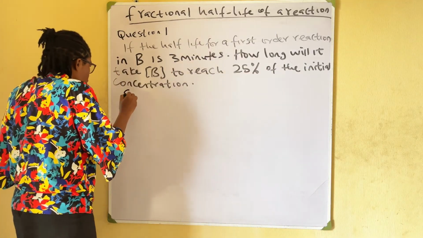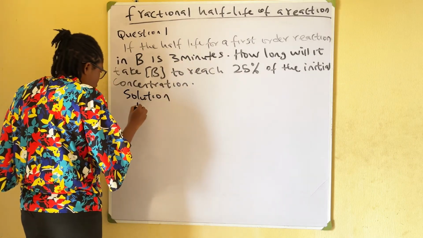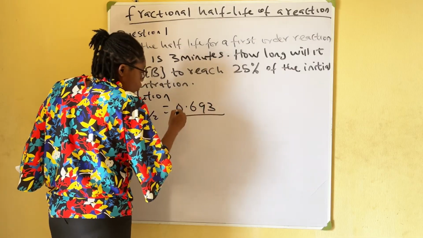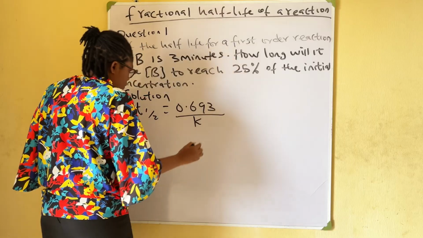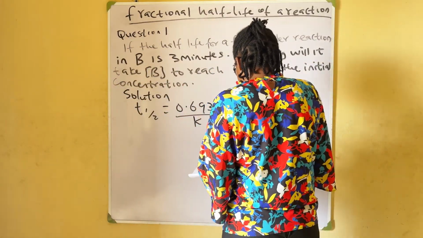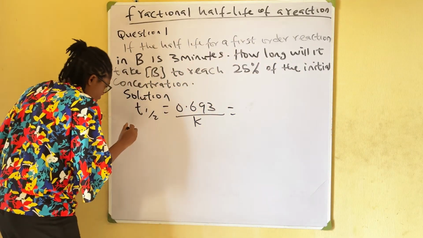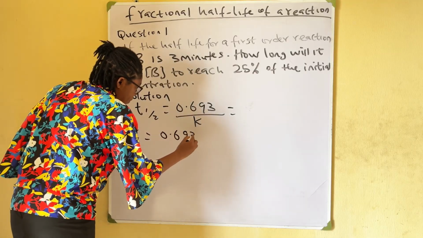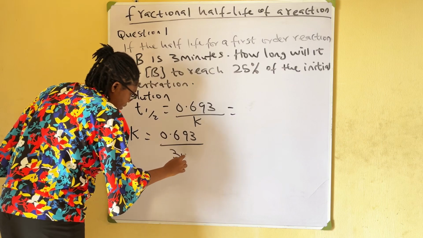Okay, so solution. The formula for half-life for first order reaction is 0.693 over K. We are given half-life to be 3. So making K the subject of the formula, K equals 0.693 over half-life. Half-life is 3 minutes.